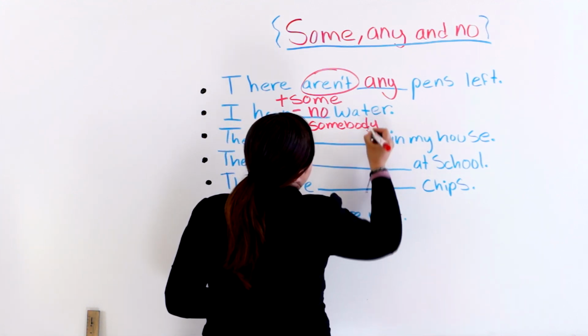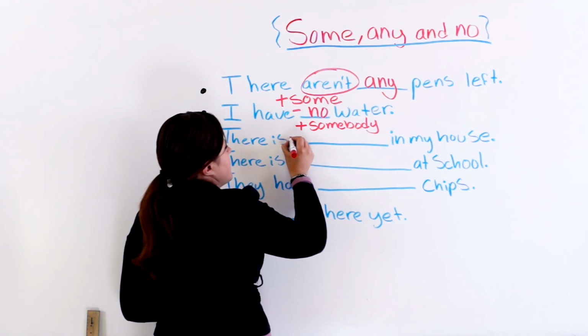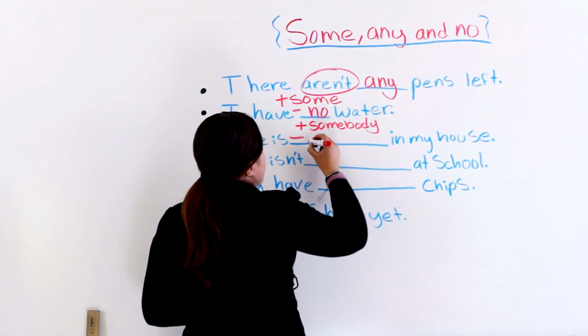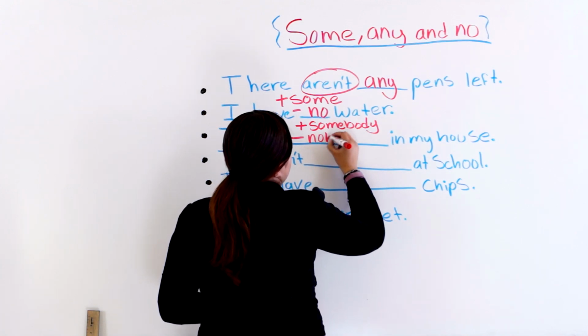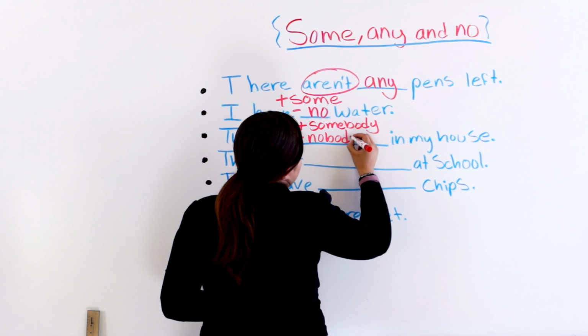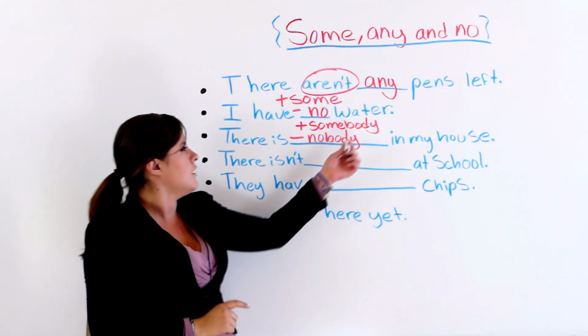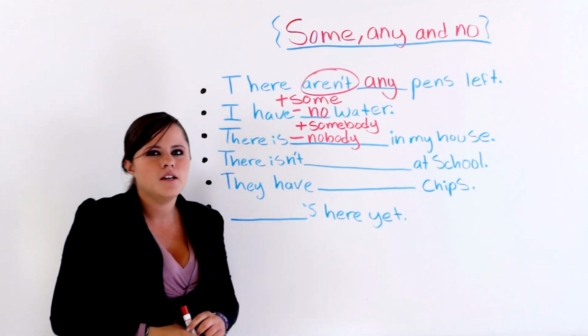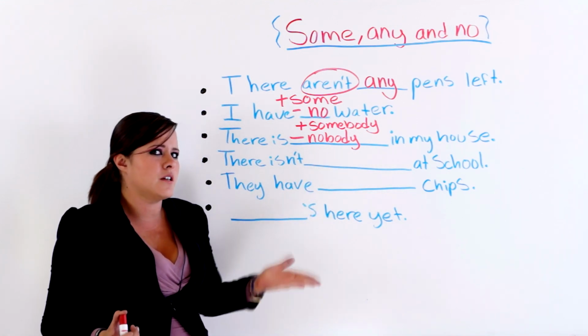There is somebody in my house. Or we could go ahead and make a negative statement and say there is what? Nobody or no one in my house. Okay? Somebody and nobody. You cannot say anybody. I already told you, no negative statement. You can't use any. Okay?